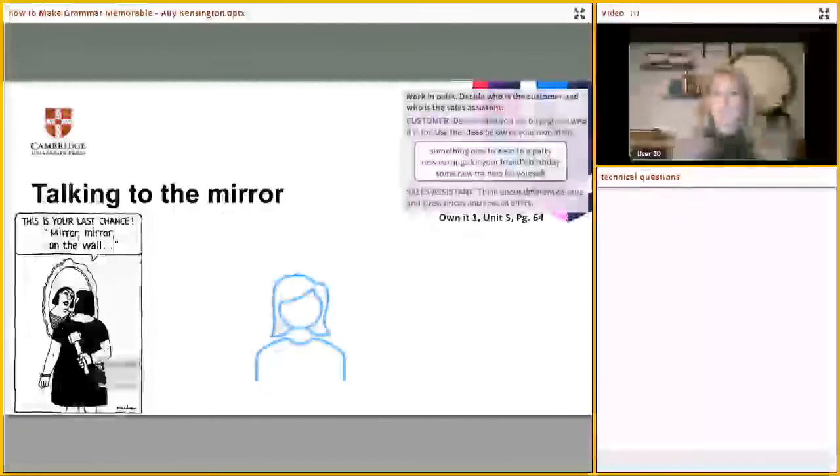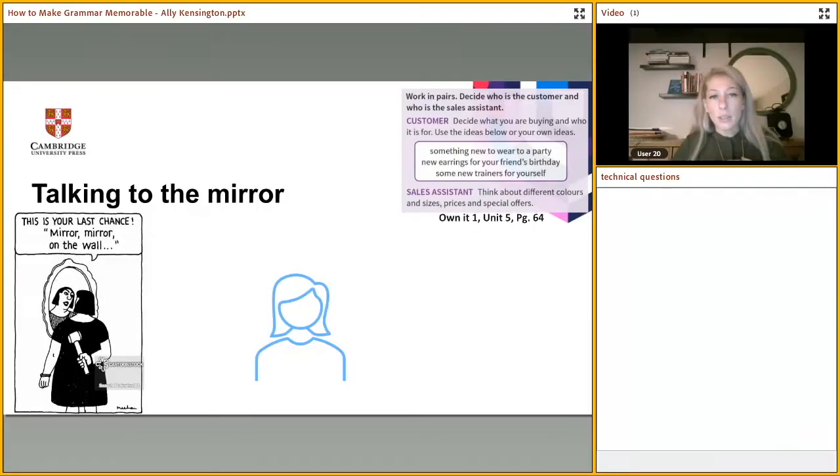I would be saying, give them a case. Over here, I use material like Cambridge material. It says, customer, decide what you are buying and who it is for. Use the ideas below or use your own ideas. Same mentality. Okay, so I picked the first one. If I was the student, the blue girl over here, as you can see, I would be having a monologue: something new to wear to a party. You're going to go and buy something new to wear at a party.